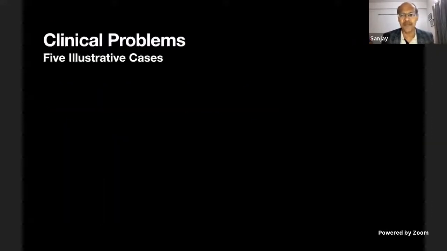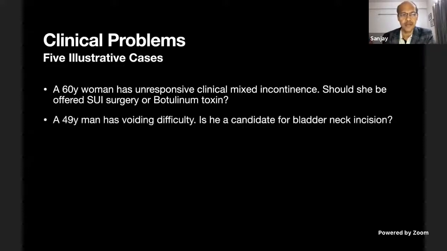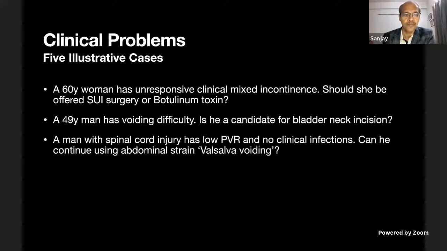So let me start with five illustrated cases to show how urodynamics can get positioned in our clinical practice. Examine a 60-year-old woman who has unresponsive clinical mixed incontinence. Should we offer her stress incontinence surgery to salvage her incontinence, or botulinum toxin? How do we decide? A young man with voiding difficulty: is he a candidate for bladder neck incision?